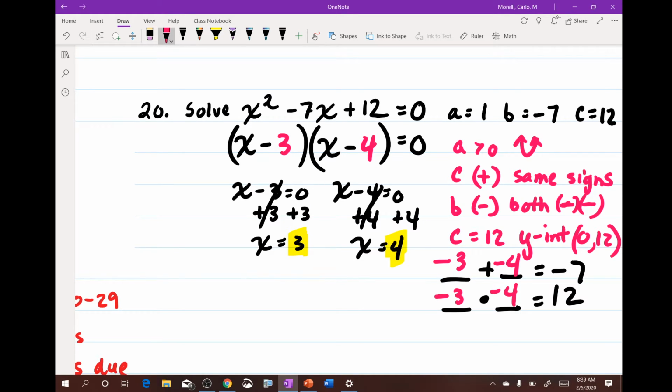These solutions here, they have many names. They're called solutions. You should write this down. They're also called zeros. They're also called roots. And they're also called x-intercepts. Basically, that's where the thing crosses the x-axis.